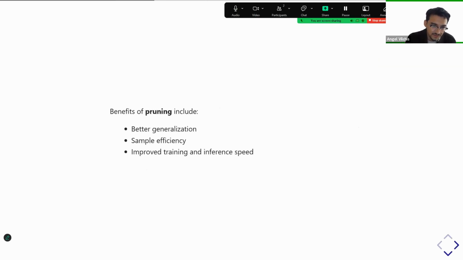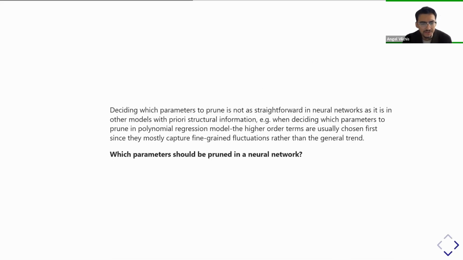Before we get into that, a quick summary. The benefits of pruning are better generalization, because you move the model towards something simpler and more generalizable. Sample efficiency is better because you have fewer weights, so you need less training data to train your model. And because you have fewer weights, you also have improved training and inference speed, so training will be faster and inference will also be faster. That brings us to our question again: which parameters should we prune in a neural network?